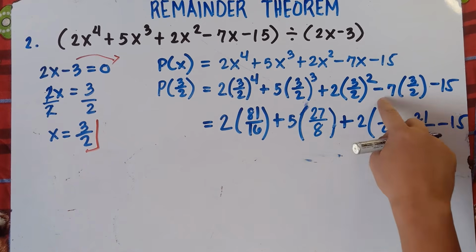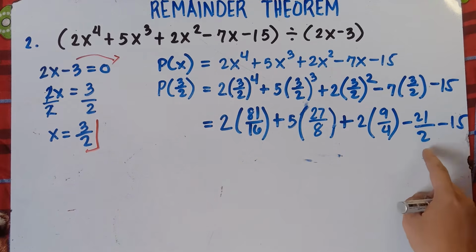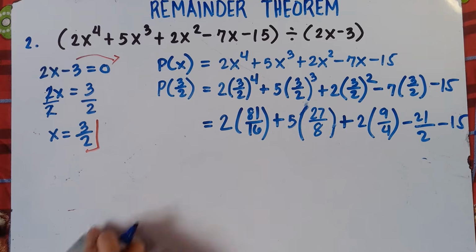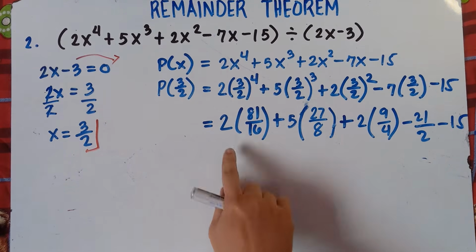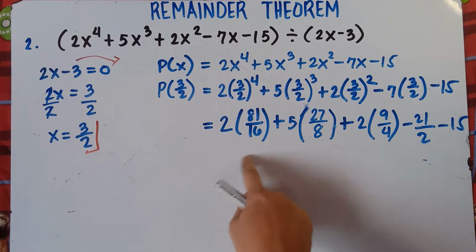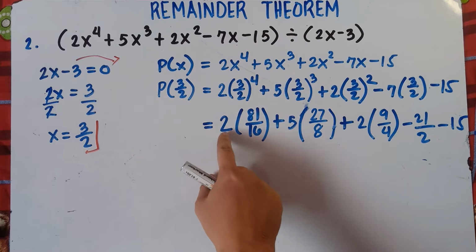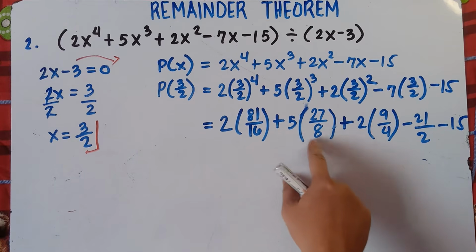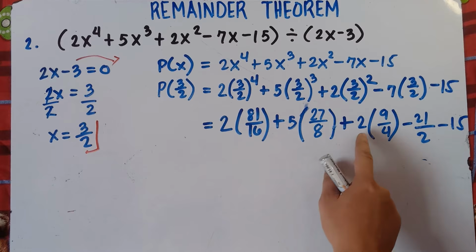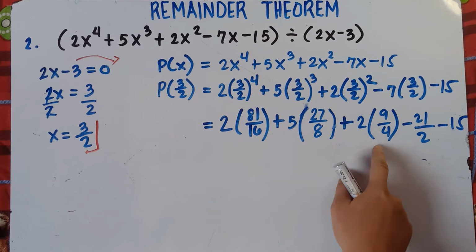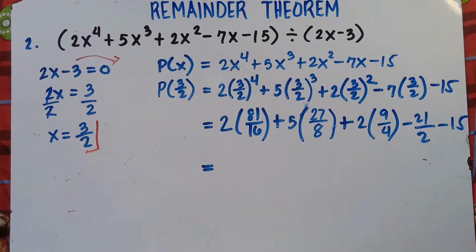Alright, so negative 7 times 3, that's negative 21 over 2. So next step, class, you check first before multiplying. Before multiplying this fraction, class, you check first if we can reduce this 5 and 8. Can we reduce? Nope, we cannot reduce. This 2 and 4, yep, we can reduce. So if we can reduce, class, you reduce.